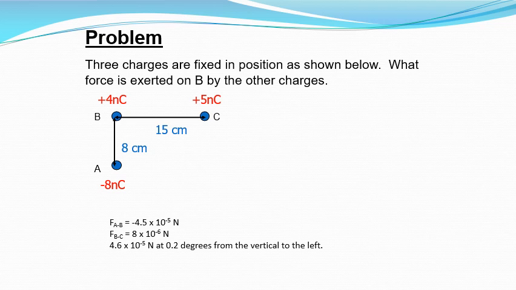Okay, so here's the answer. We have 2 particular forces between the charges. The one force is much greater, the force between A and B, downwards, than the force between B and C, so that makes the angle from the vertical very, very small in this particular case.